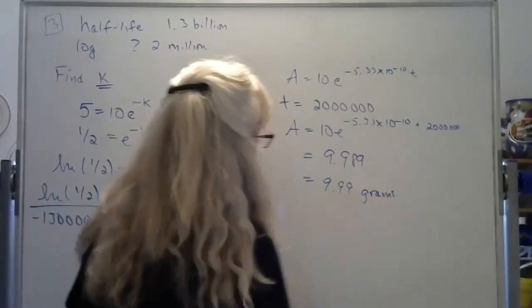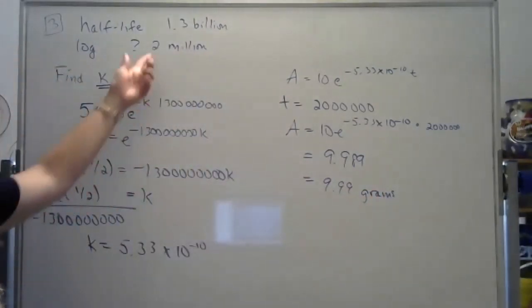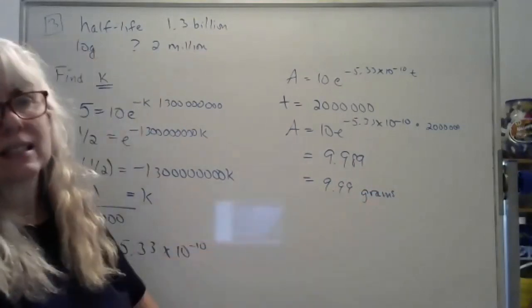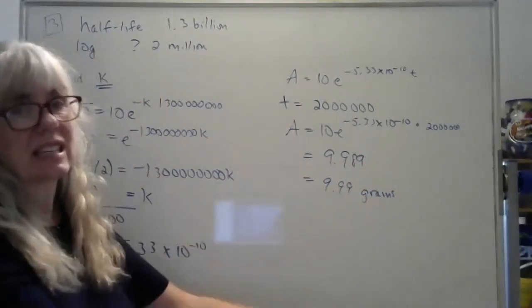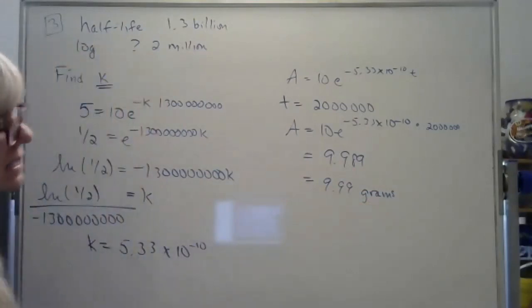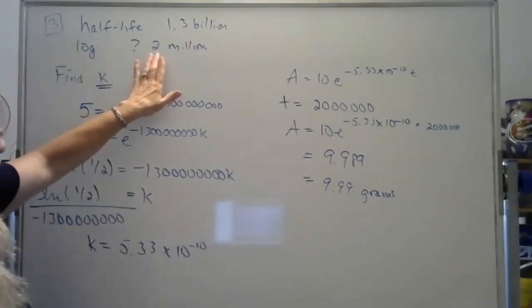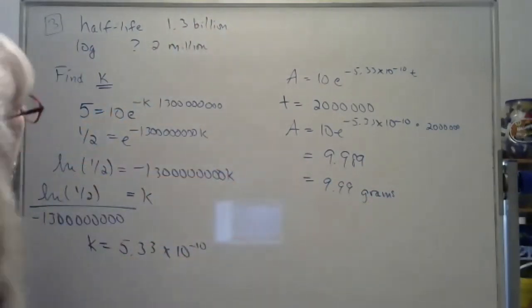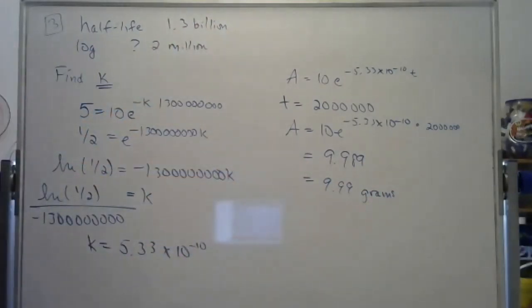Yeah. Good. So we started off with 10 grams, and after 2 million years, we still have essentially 10 grams. And that's because that 1.3 billion is so long just to get to half of it. So it does make sense that because 2 million is such a tiny part of 1.3 billion, we haven't lost very much of it. So in terms of numbers, they're obnoxious numbers, but the problem makes sense.